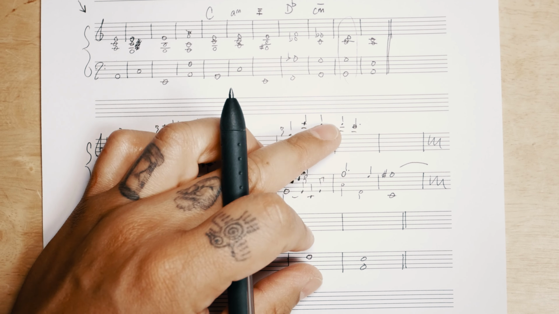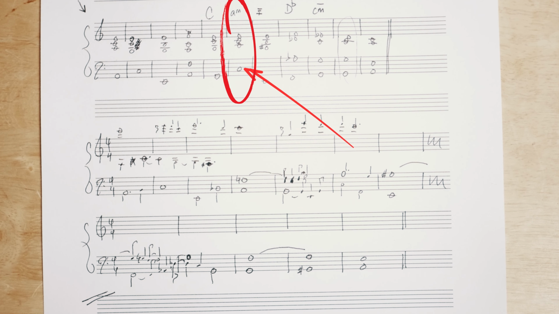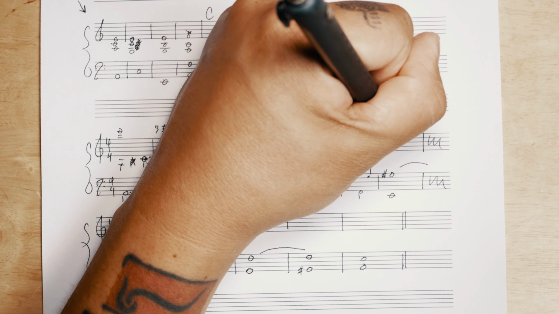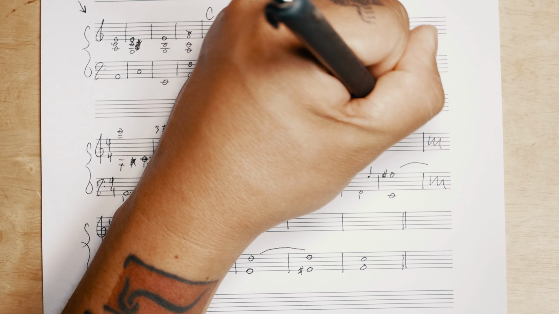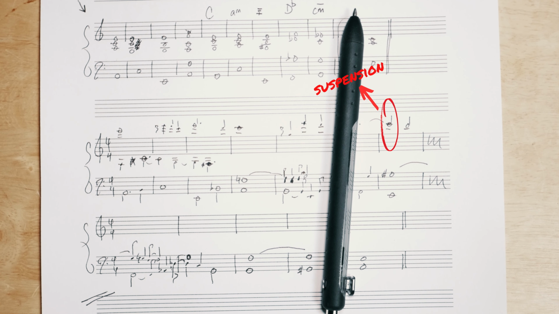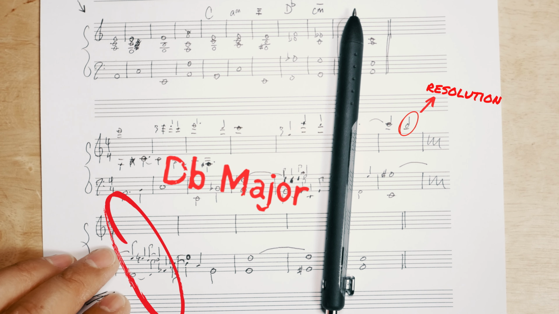Circling around here with the A minor. Hold on to that C as a suspension. Resolve it to the B. So we have this suspension. Resolves down. Now we know we're going to this D flat surprise.